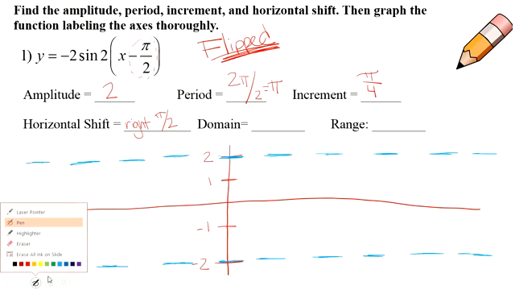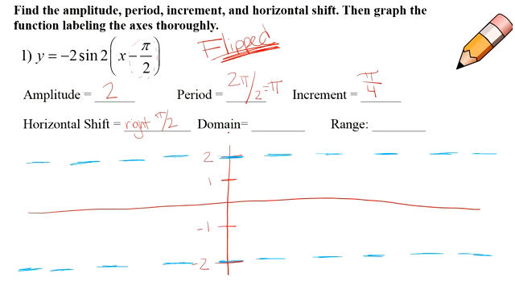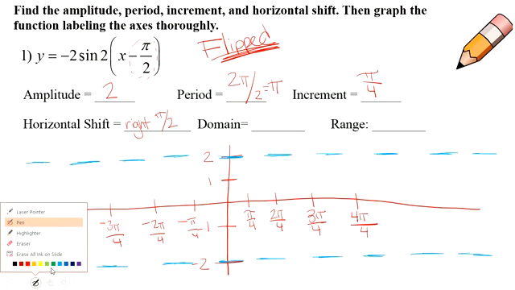Alright, then let's do our increments. So I'm going to go by pi over 4. So let's go pi over 4, 2 pi over 4, 3 pi over 4, 4 pi over 4. So that's one whole period, right? Because that's just pi. So let's go backwards. Negative pi over 4, negative 2 pi over 4, negative 3 pi over 4, and finally negative 4 pi over 4.